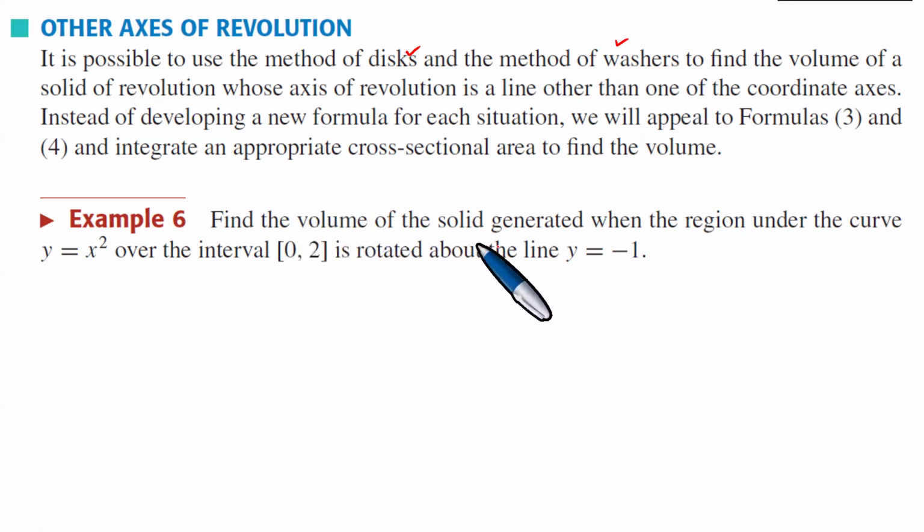Find the volume of the solid generated when the region under the curve y equals x squared over the interval 0 to 2 is rotated about the line y equals minus 1. Let's take a look at this one.